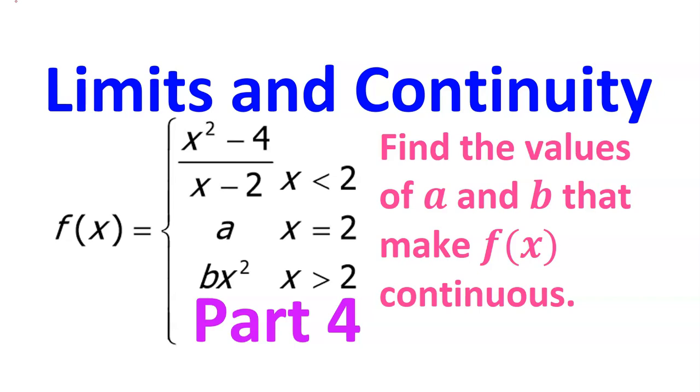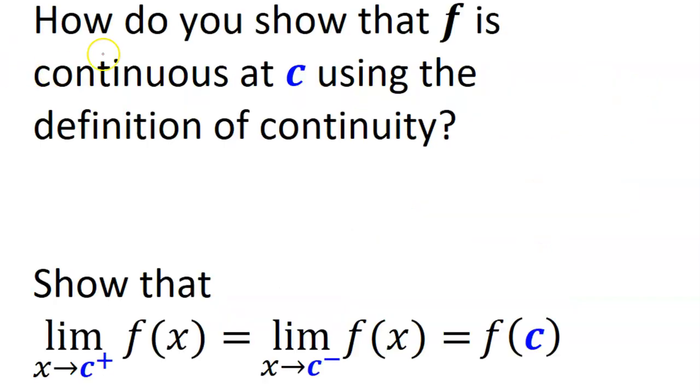In this video, I will show you how to find the values of a and b that make f of x continuous. How do you show that f is continuous at c using the definition of continuity? You have to show that the limit as x approaches c from the right of f of x equals the limit as x approaches c from the left of f of x, which equals the value of f at c.